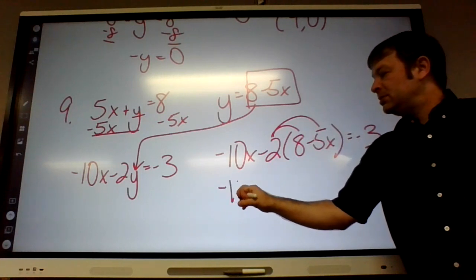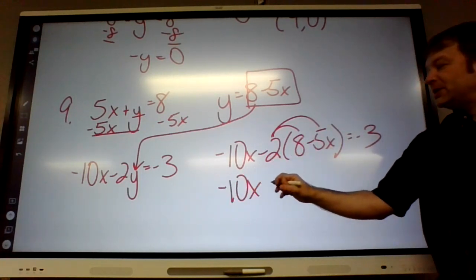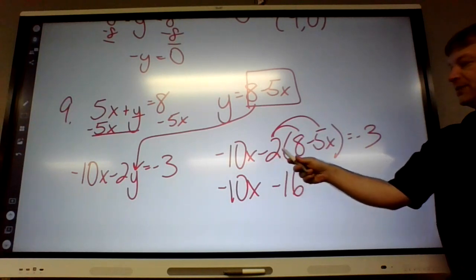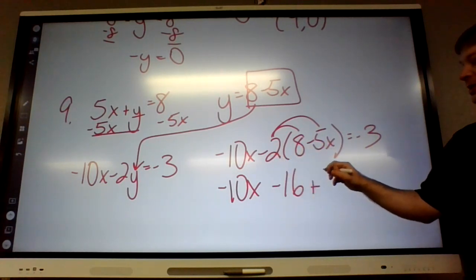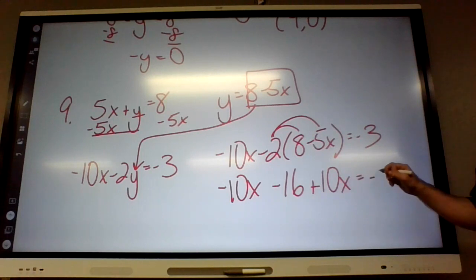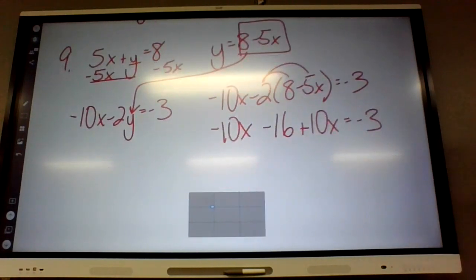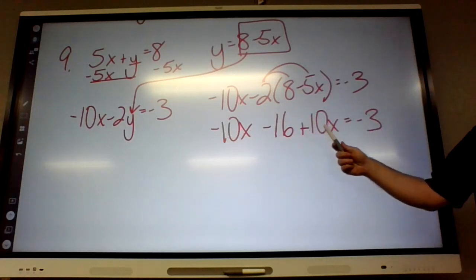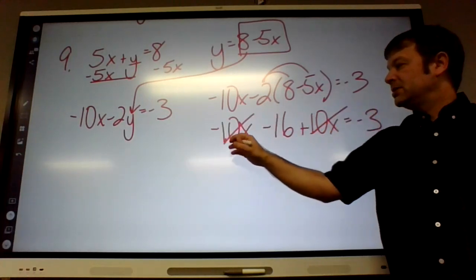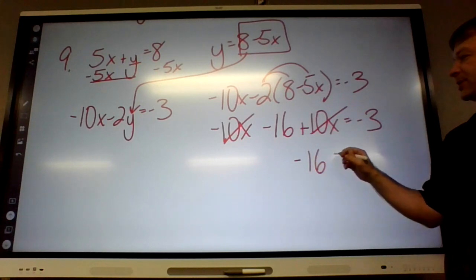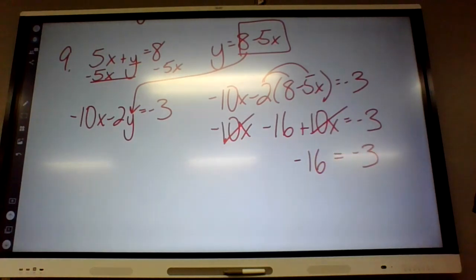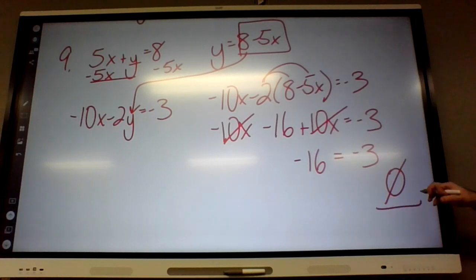So, negative 2 times 8 is negative 16. Negative 2 times negative 5x is plus 10x. Uh-oh, I see trouble. Trouble brewing. Negative 10x plus 10x is 0. So all I'm left with is negative 16 equals negative 3. What is that? No solution. So if it's a nonsense statement, it's no solution. If it's a true statement like negative 3 equals negative 3, that's infinite solutions.